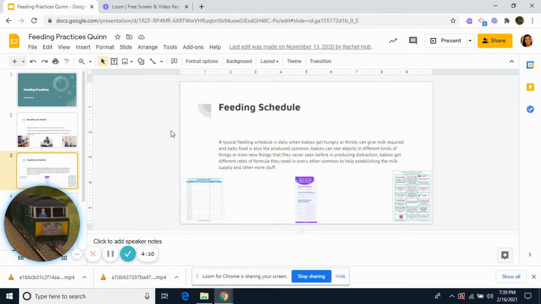Feeding schedule. A typical feeding schedule is daily, when babies get hungry or thirsty, milk is given as required, and baby food is also produced. Babies can see objects and different kinds of things, or even new things that they have never seen before, and that produces distraction. Babies get different rates of formula to help establish the milk supply. So this is what the schedule is.